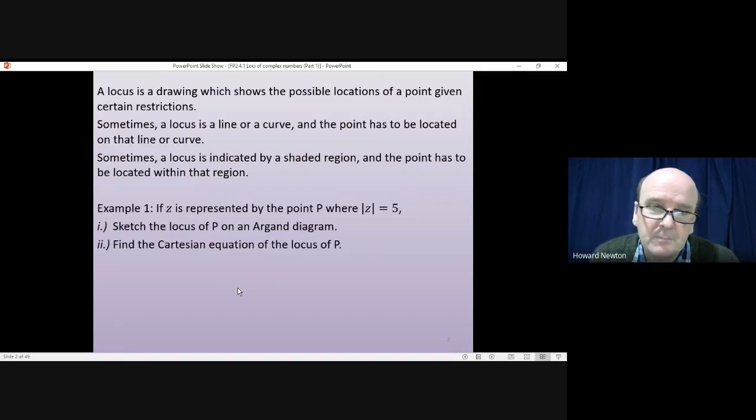So, for example, if Z is represented by the point P, where the modulus of Z is equal to 5, we're asked to sketch the locus of P on an Argand diagram, and we're asked to find the Cartesian equation of the locus of P. Okay, bearing in mind what you know about the modulus and the definition of the modulus, I'll let you have a go at doing this yourself first. So pause the video, have a go, and come back to me when you're ready.